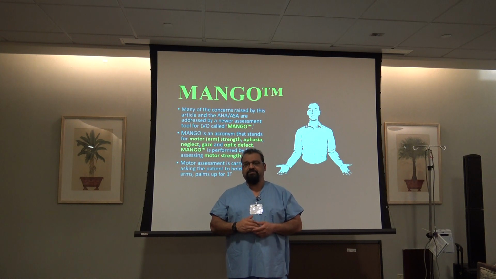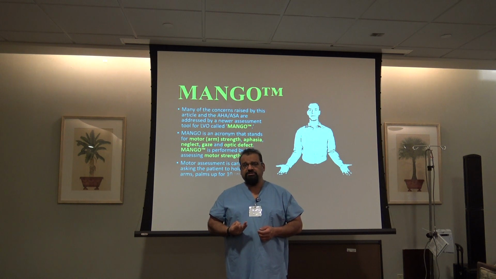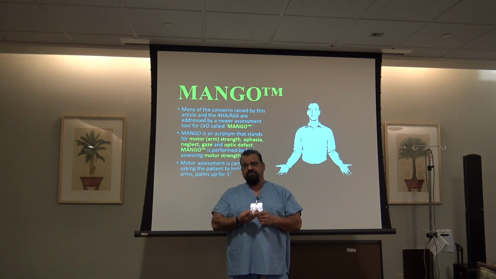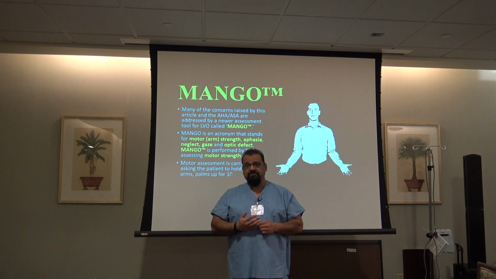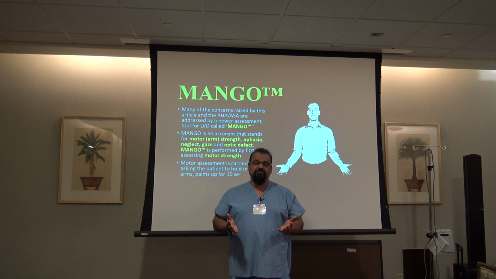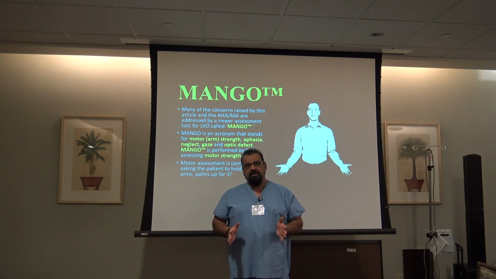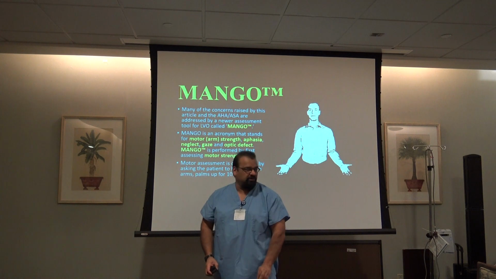To be MANGO positive, as I said earlier, you have to have motor weakness and one other cortical distribution: aphasia, neglect, gaze preference, or an optic field cut. So again, to be MANGO positive, you have to have motor weakness and one other cortical distribution. Now, if you arrive to a scene and you see patients completely obtunded, they're passed out, they're knocked out, they're completely unresponsive, assume they're MANGO positive, okay? So with that, we're going to go on here.